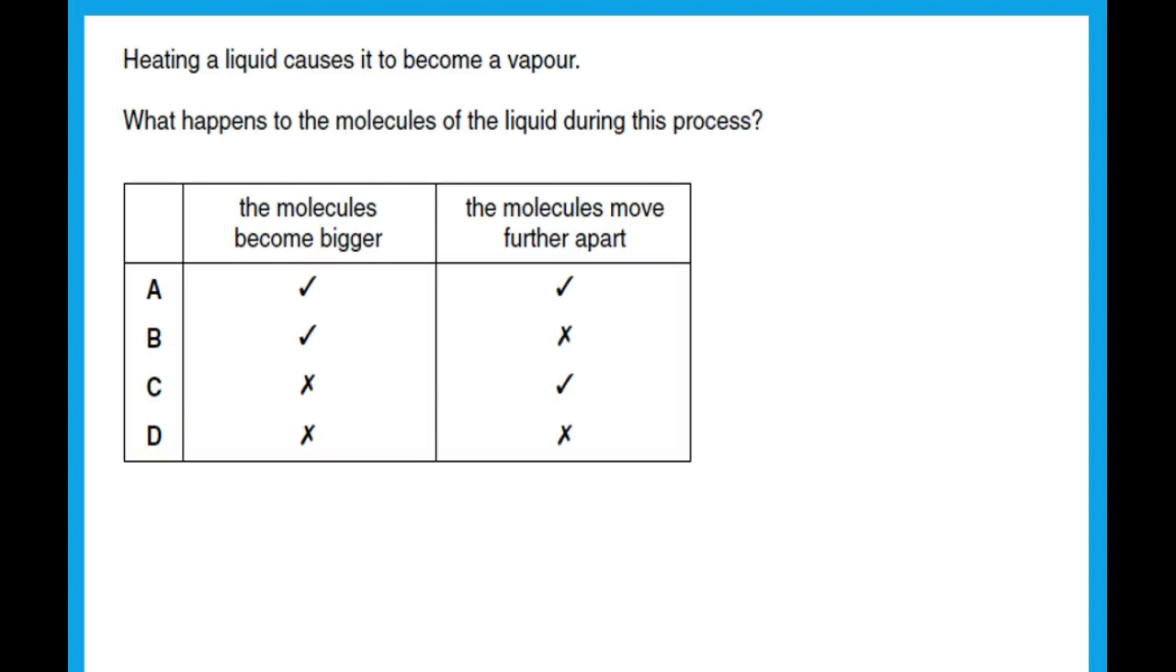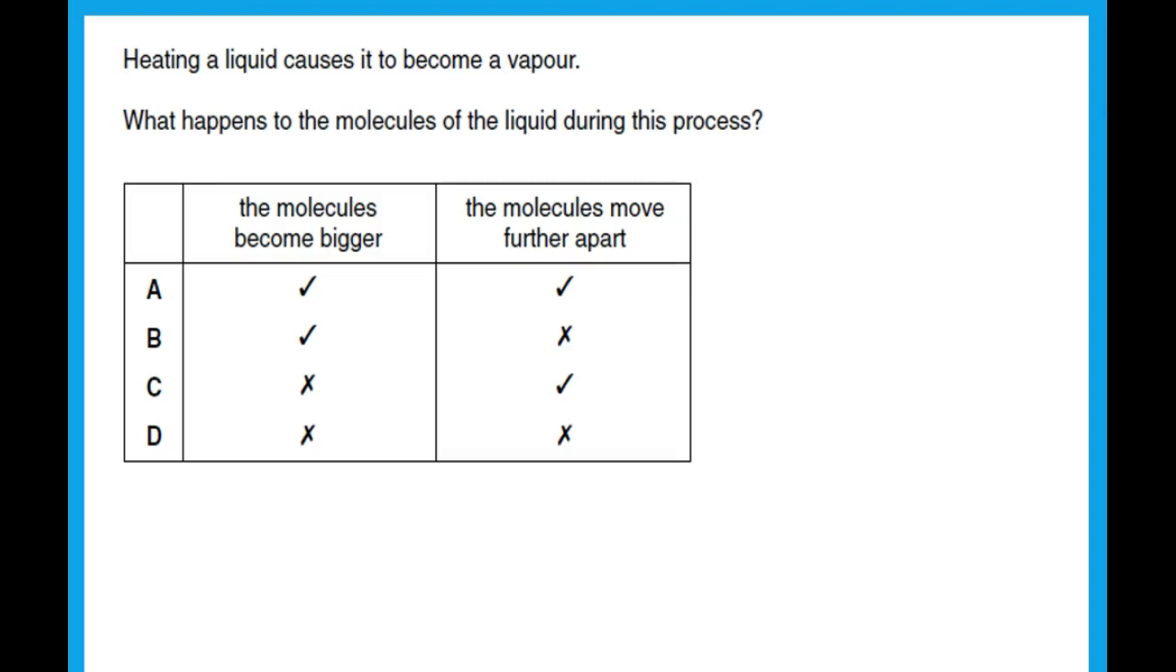Heating a liquid causes it to become a vapor. What happens to the molecules of the liquid during this process? So it is changing from liquid to vapor. So actually we're talking about what? We're talking about boiling or evaporation. Now, will the molecules become bigger? I will tell you that changing from solid to liquid to gas, from gas to liquid to solid, the size of the molecules never change. So you never say that the molecules become bigger, and you never say the molecules become smaller. So actually our answers are either C or D.